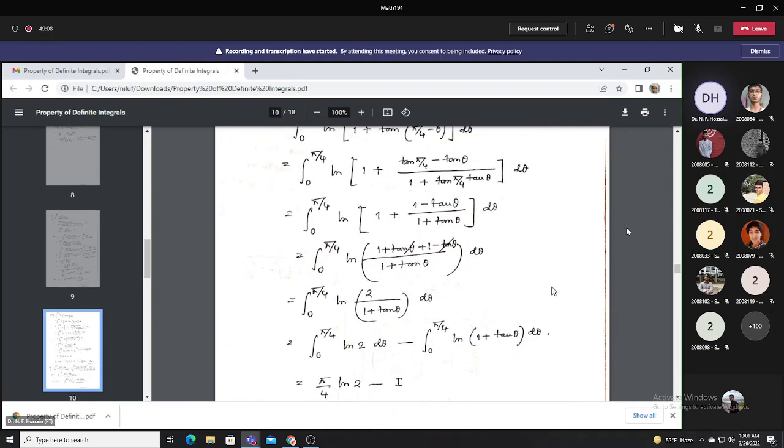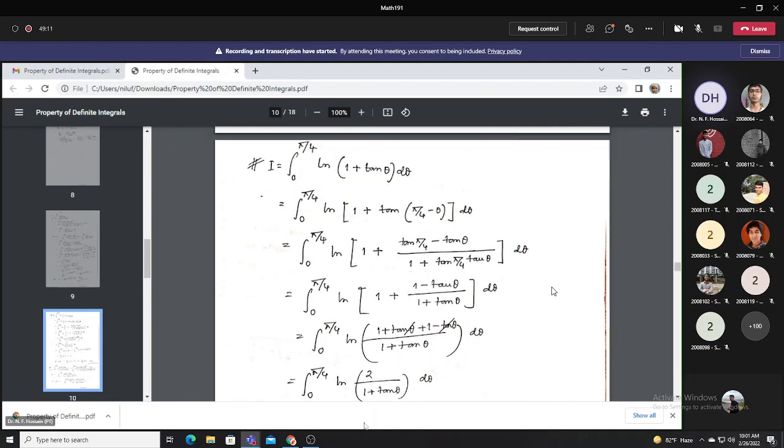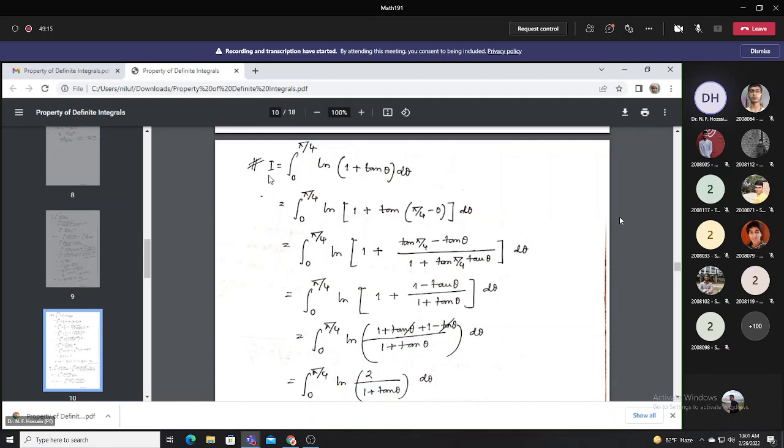Let me do, because we missed almost 30 minutes. We missed. So let us do math. This math is very important. I equal to integration 0 to pi by 4 ln of 1 plus tan theta d theta. This is a very important integral.